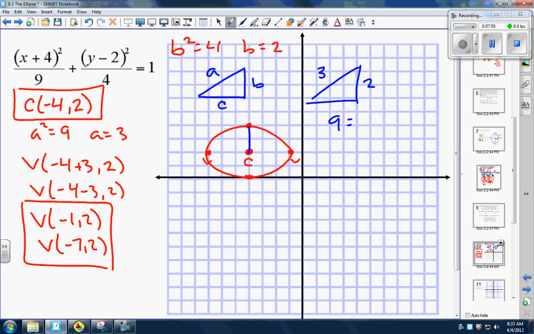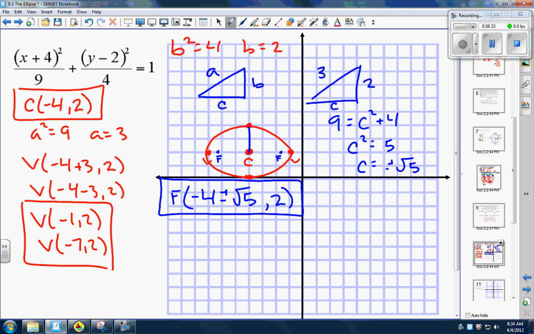So 9 equals, we'll call this guy C, C squared plus 4. That means C squared equals 5, so C equals plus or minus square root of 5. So if you want to find your foci, we're going a little bit more than 2. So we'll put dots there, foci and foci. If you want to list these, it's the center of -4 plus or minus square root of 5, comma 2.